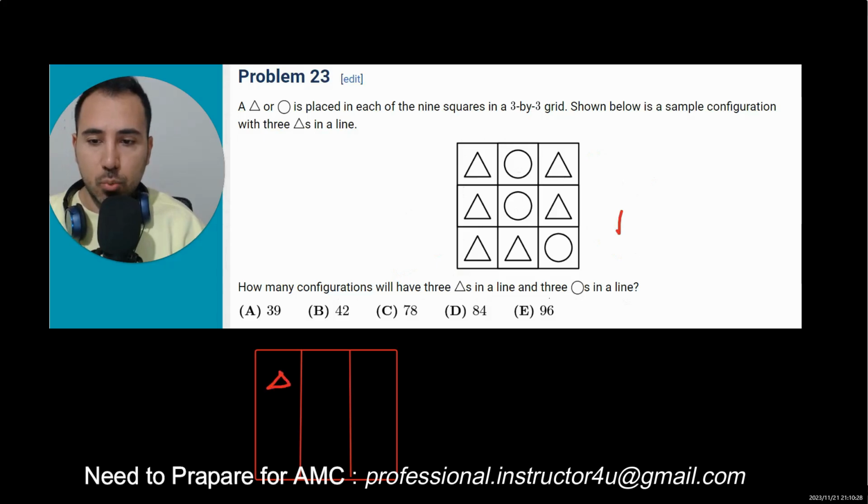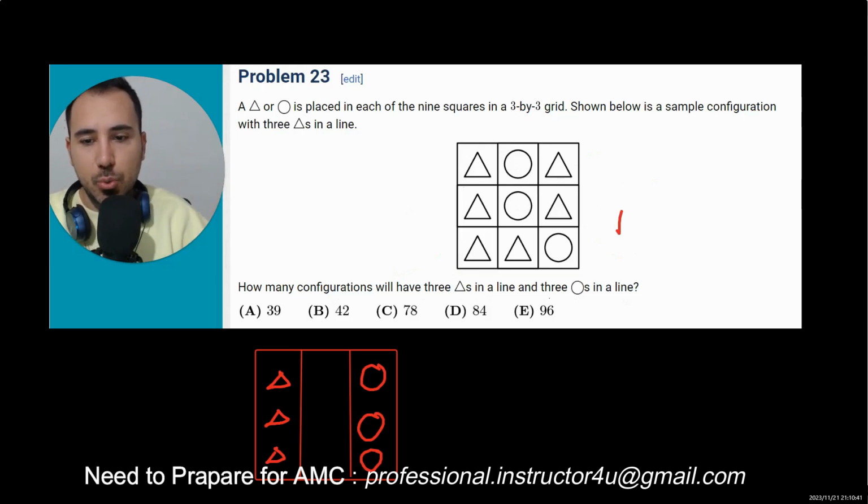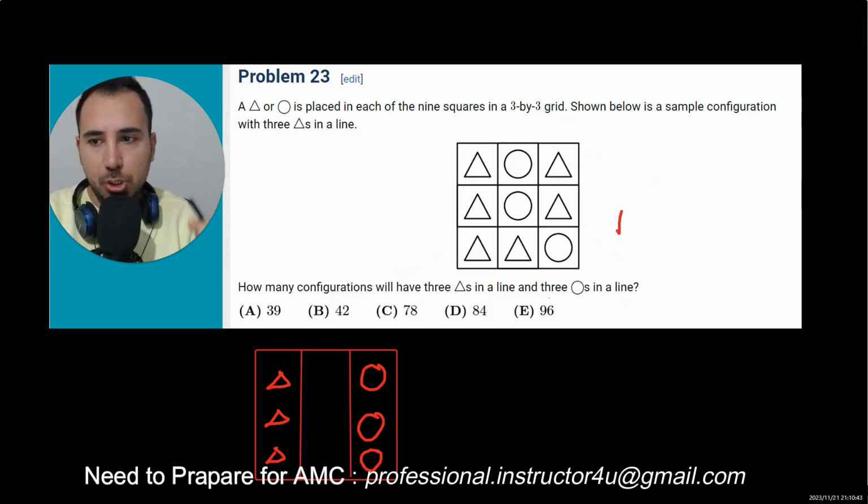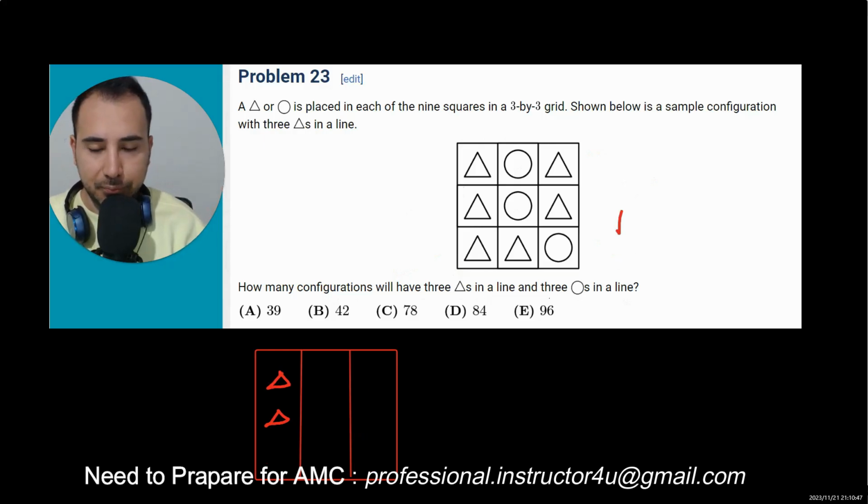So we need at least 1 triangle line and another one you pick. Okay, that will be 3 O's. How many ways can we do this? To pick 2 of these columns and then put triangles or O's in there. Do you know the answer?